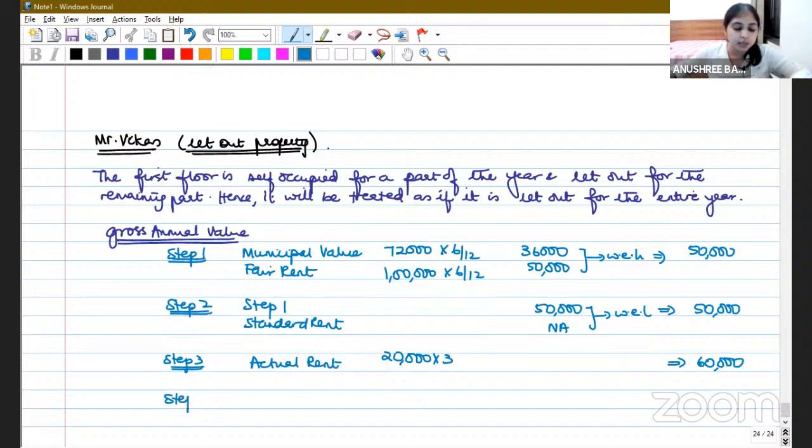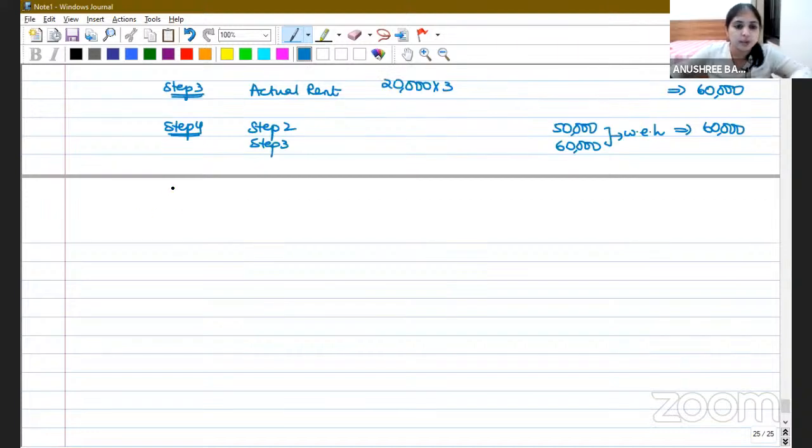All right. Now what is step 4? Step 4 will be step 2, which is 50,000, or step 3, my actual rent, which is 60,000. Out of these two, we will pick whichever is higher. And which is higher? 60,000. Okay. Then step 5, vacancy loss. No, my house has not been vacant at all. Till September, it was not even ready. Then once it was ready, October, November, December, it was let out. Jan, Feb, March, it was self-occupied. It was not vacant. So vacancy loss 0.